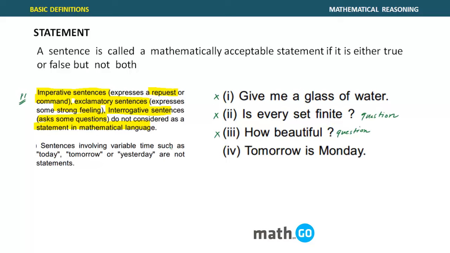Sentences involving variables such as today, tomorrow, yesterday are not statements. Another property, property 2. So the sentence which involves today, tomorrow, yesterday, for example, tomorrow is Monday, is again not a statement. Alright, because we will not talk about the validity or the truthfulness of this particular sentence. Got it? Okay, let's move ahead and talk about the truth table.